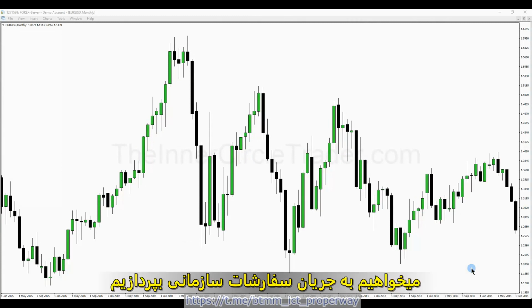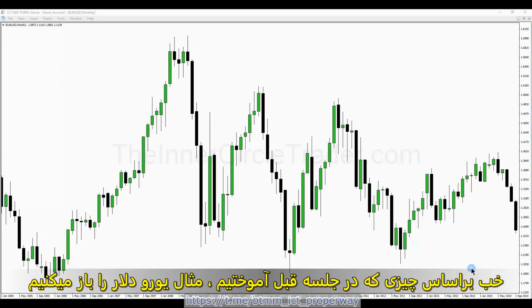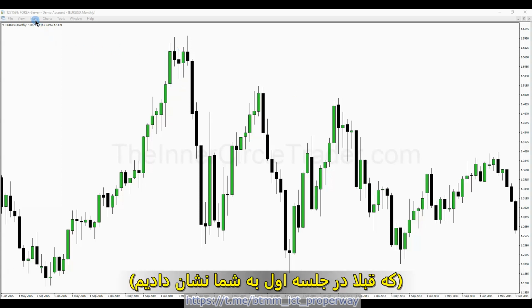We're going to talk about institutional order flow and what makes it easy to see. We're going to be building a little bit on what we just mentioned in the previous lesson, and we're going to be using that EUR/USD example. And here's that order block we showed earlier, in lesson 1.